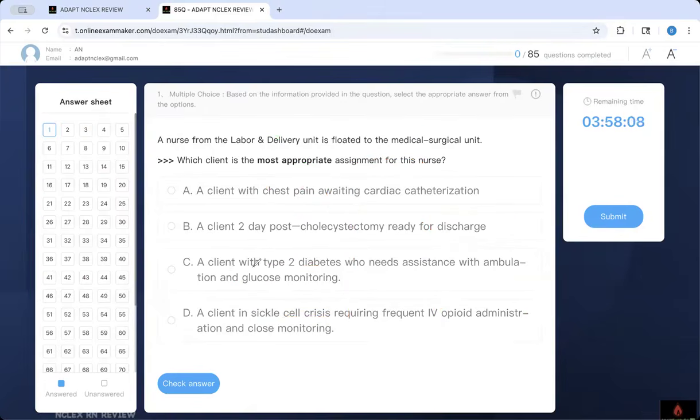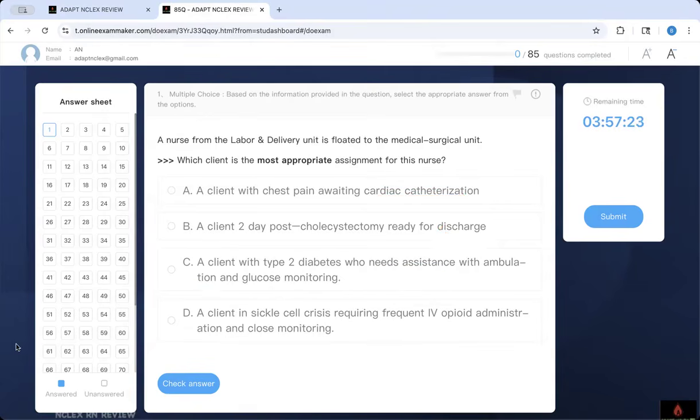Now, what is the concept to answer a question regarding floating? You have to pay attention. They should not get anybody who's getting discharged. They should not get anybody who is a new admission or has specialized needs specific to the unit. The unit is med-surg. Cardiac catheterization is specific to the unit, right? And a patient requiring IV fluid, and a patient requiring IV opioid and close monitoring, is specific to the unit. Therefore, the only person who's safe and stable for floating is a patient who just needs glucose monitoring.